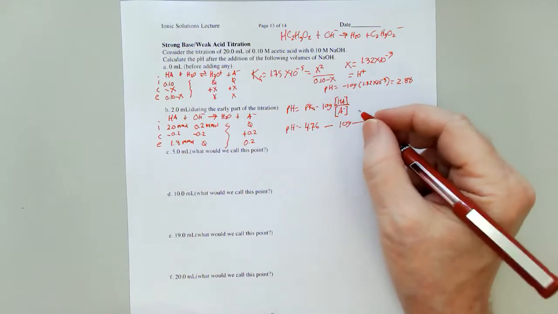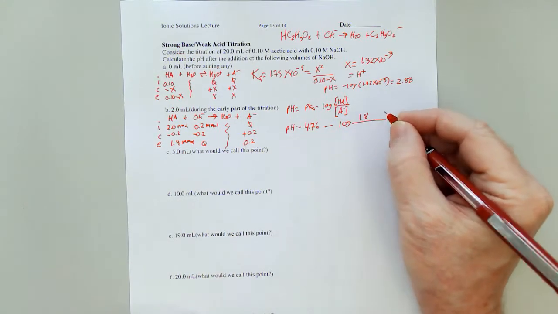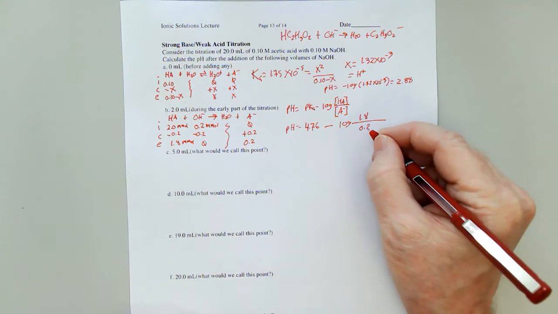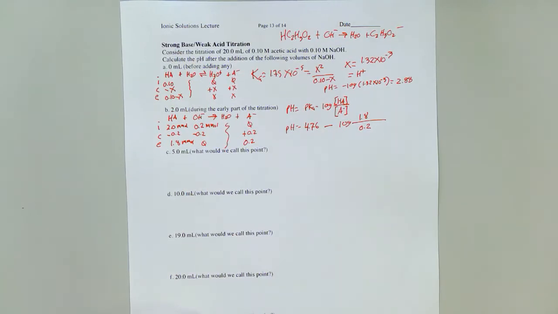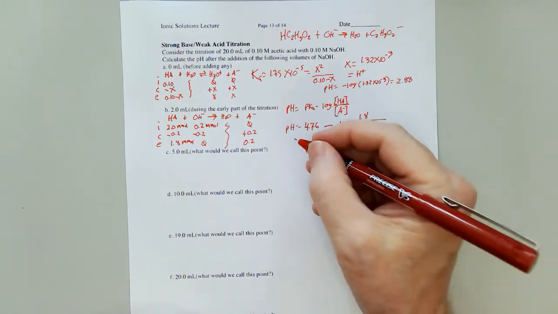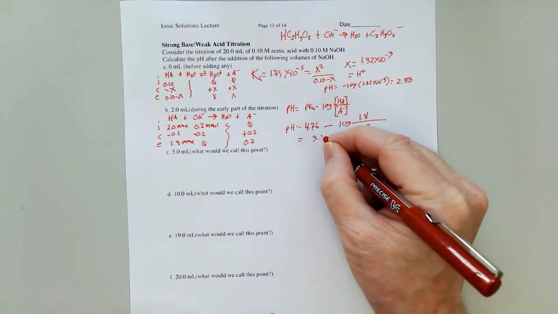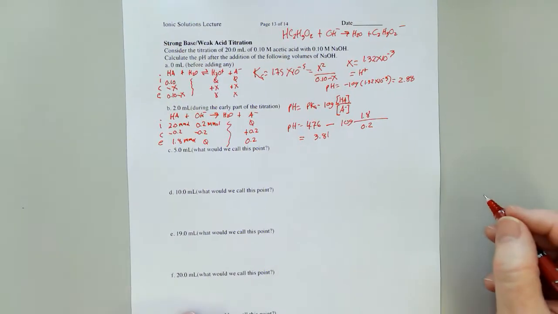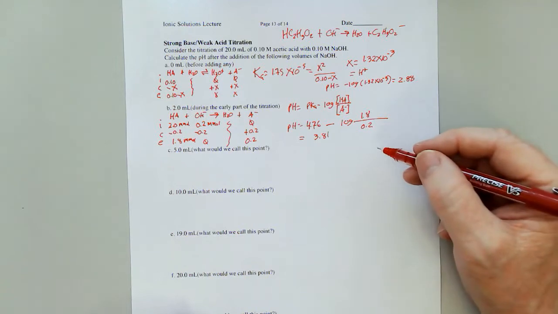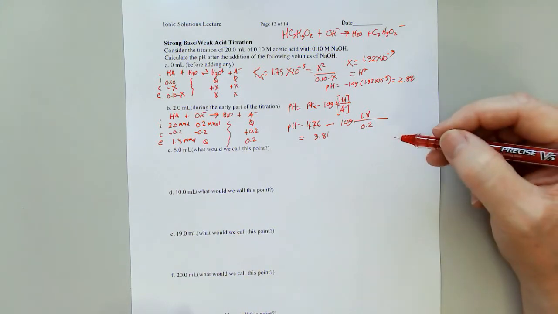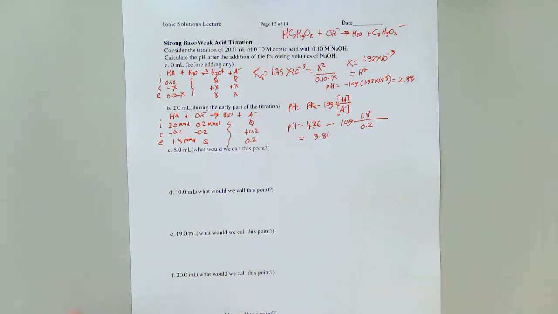So the pH equals 4.76 minus the log. Now the amount of HA is 1.8 millimoles. The amount of A minus is 0.2 millimoles. They're both divided by the same volume, so that cancels out. And this equals 3.81. So what happened was the pH shot up because I added some base to a weak acid, and it should. That makes perfect sense. Now the next few answers are going to be a little more interesting.